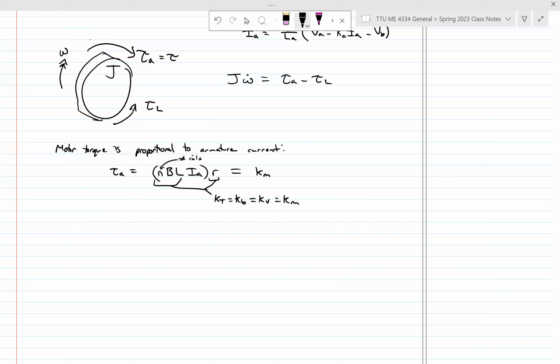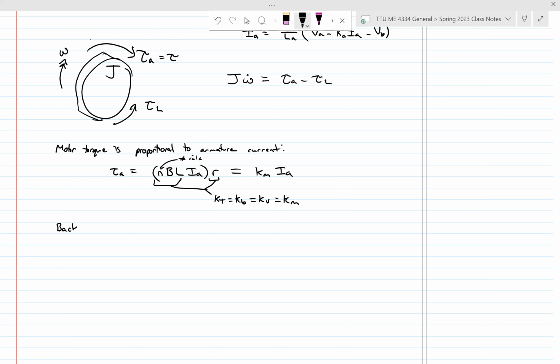So what does this say? It says the torque from the armature circuit that is going to be driving the mechanical part of our system is equal to some constant times the current going through that circuit. We get more current going through our circuit, we're going to have more torque out of our motor. All right.